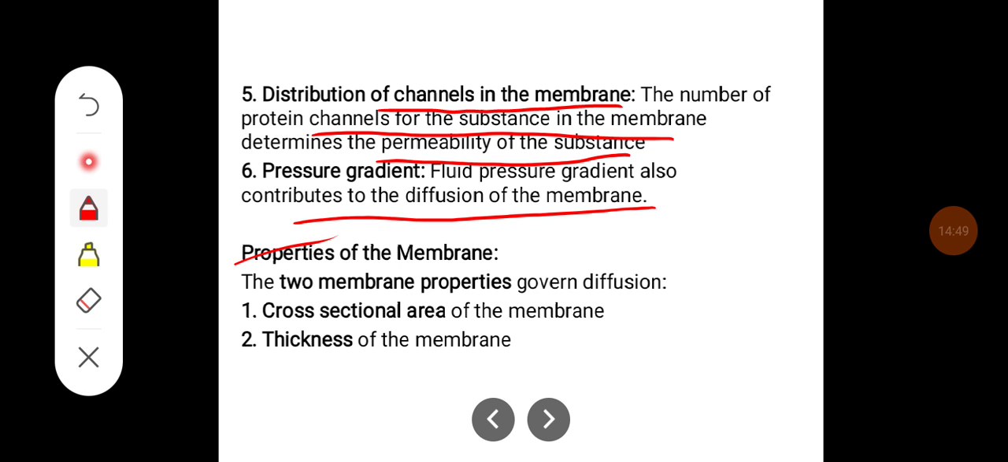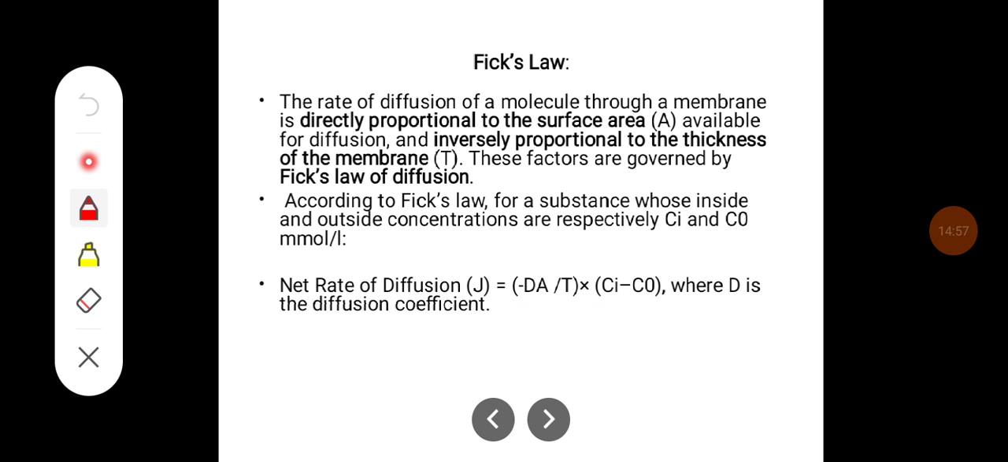Properties of the membrane. Two membrane properties govern the diffusion, that is the cross-sectional area of the membrane and the thickness of the membrane. This can be given by Fick's law. The rate of diffusion of a molecule through a membrane is directly proportional to the surface area available for diffusion and inversely proportional to the thickness of the membrane. These factors are governed by Fick's law of diffusion.